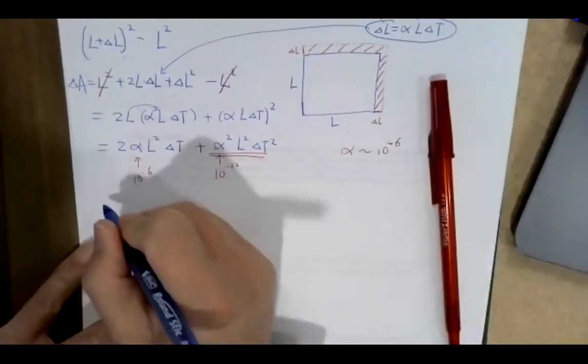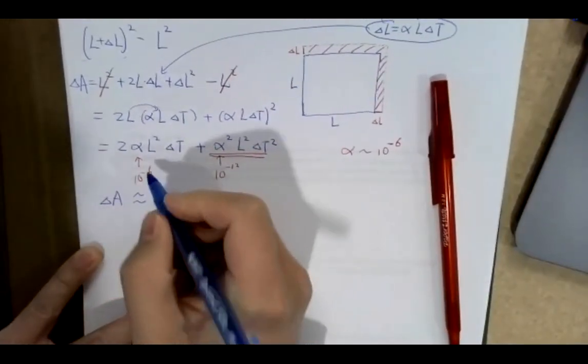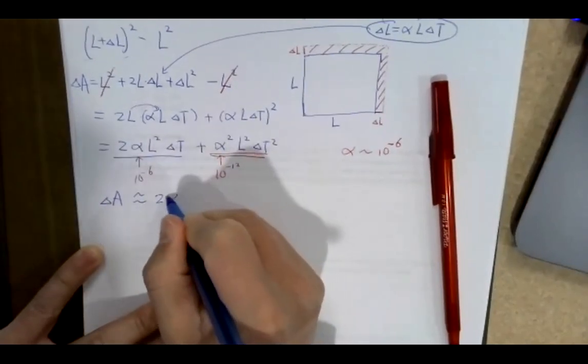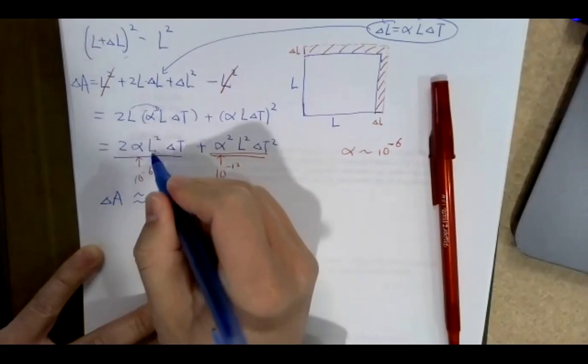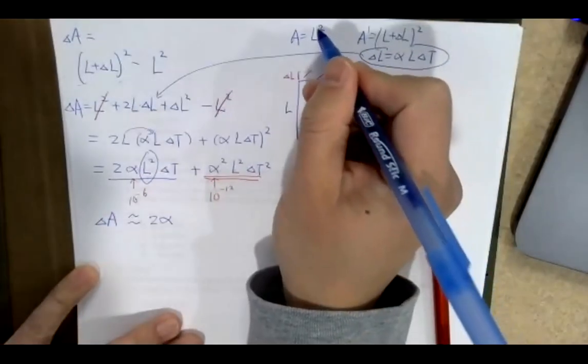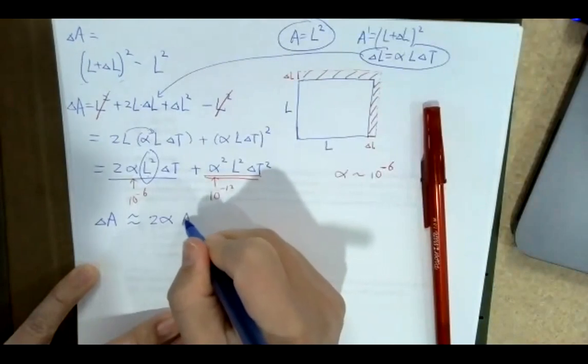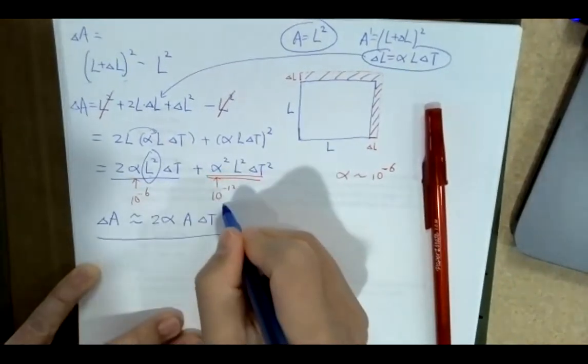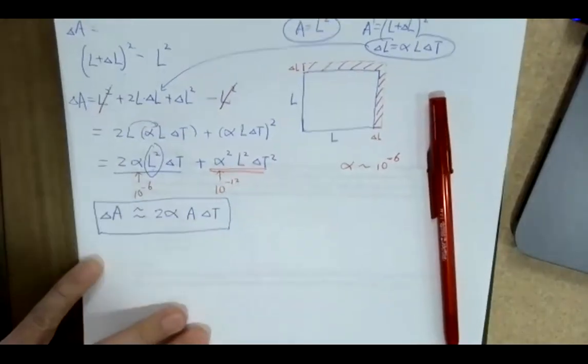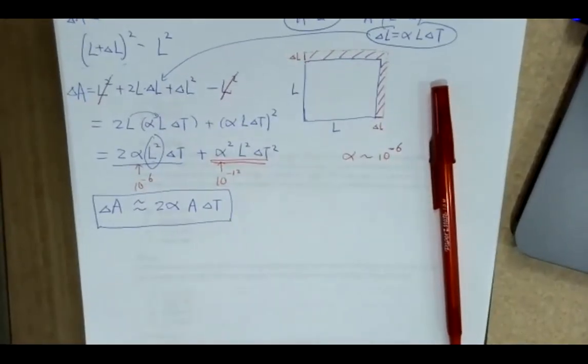So your delta A then should be approximately just equal to the first term, 2 times alpha, right? And then L squared is the original area A, right? Times delta T, okay? So then this is for two-dimensional expansion: it is roughly twice the coefficient of linear expansion times the original area times delta T, okay? So this is how you can derive this in terms of the linear coefficient of expansion.